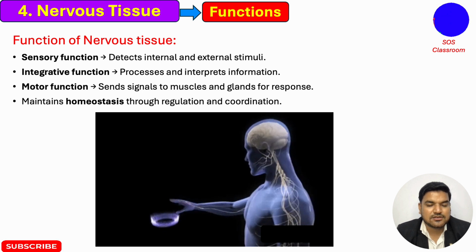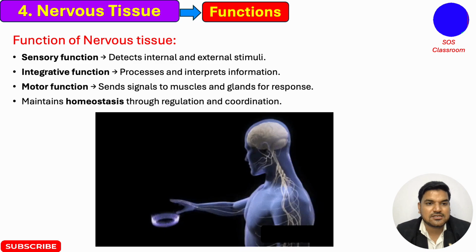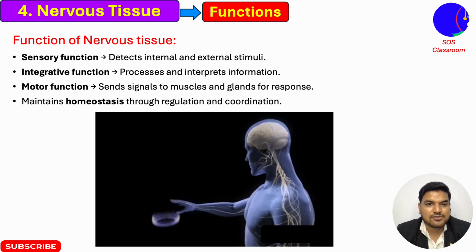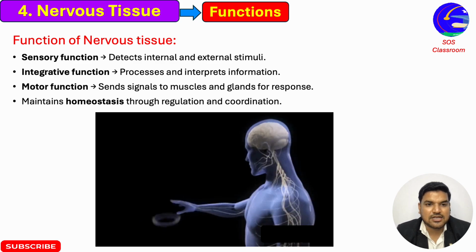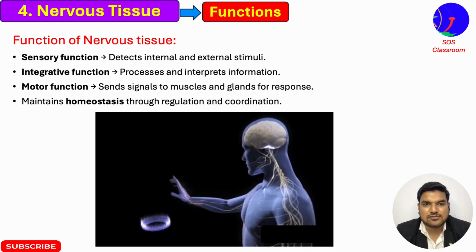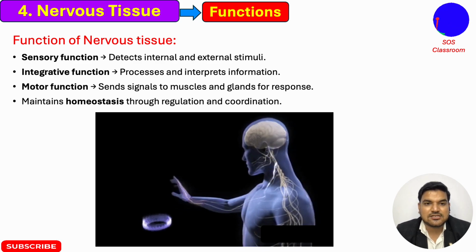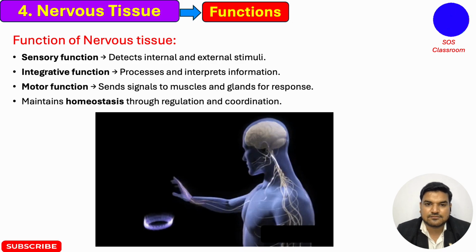Next is the motor function. Motor function means the action from the brain in response to external or internal stimuli. It sends the signal to the muscles and glands for accurate responses, and maintains homeostasis through regulation and coordination. So these are the basic functions of the nervous tissue. We will discuss them in detail in the nervous system.